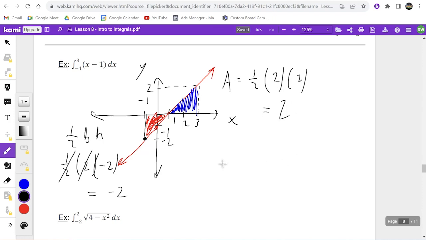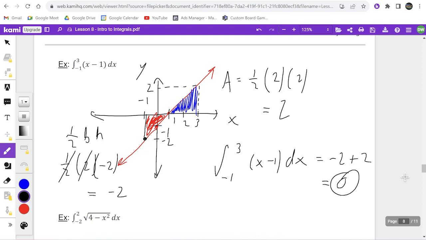And if I want to find the total area, or the total integral from -1 to 3 of x minus 1 dx, I just need to add these areas together. -2 plus 2 equals 0. There's your answer. The answer is 0. The area perfectly cancels itself. Any questions on that one?